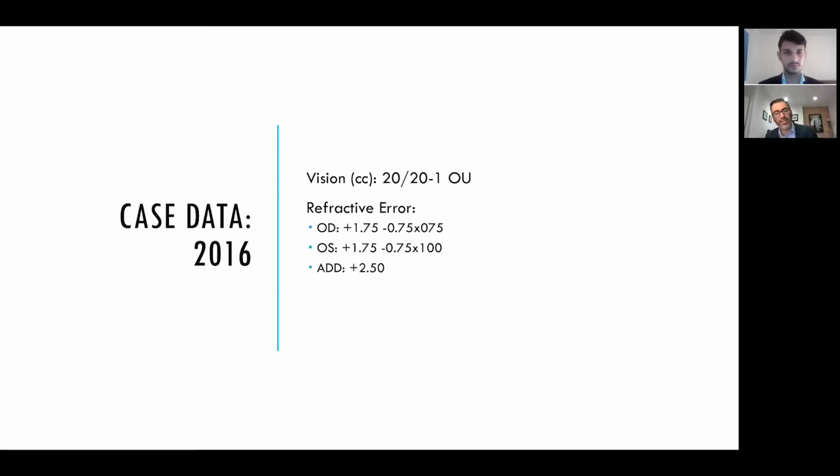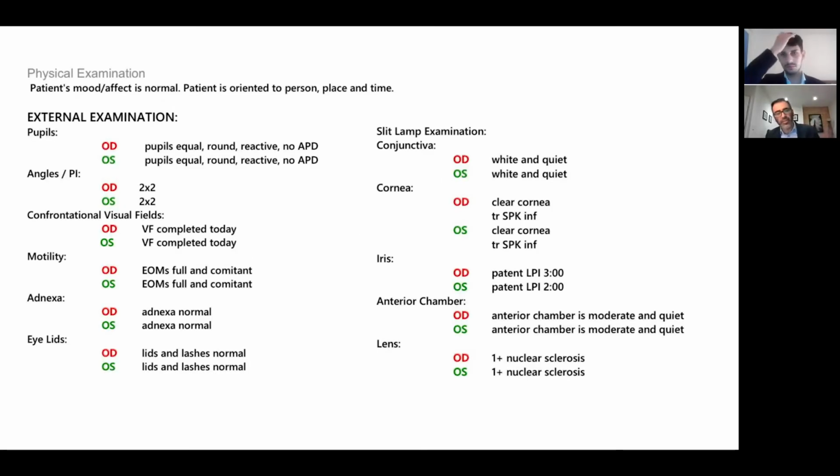Prior to the LPI, this patient's eye pressures were 27 in the right, 26 in the left. As you would expect, a patient who does have narrow angles, this patient is hyperopic. So most of our narrow angle patients are hyperopic, but not severely. Her setup examination is as follows. As you can see, moderate anterior chamber, patent LPIs, 3 o'clock on the right-hand side, 2 o'clock on the left. Very mild early cataracts. And as you saw from the patient's visual acuity, this patient is 20/20. So she's just coming in for her routine follow-up.